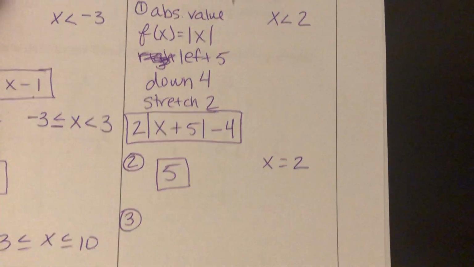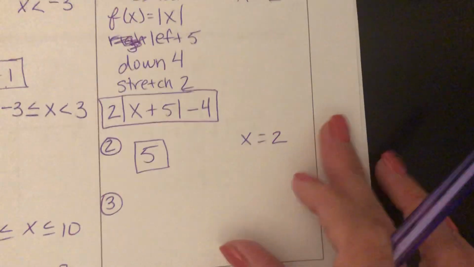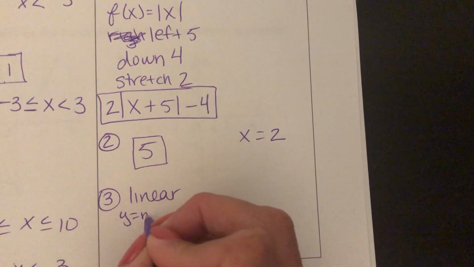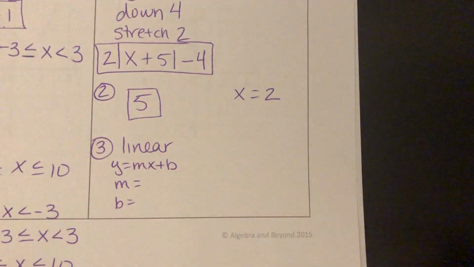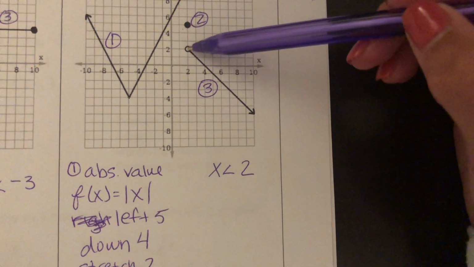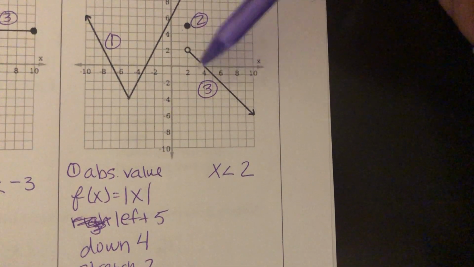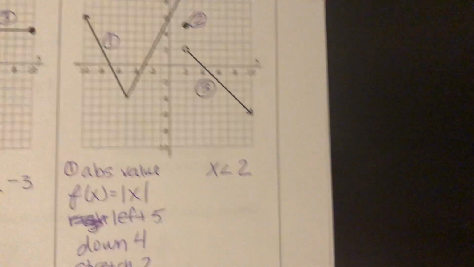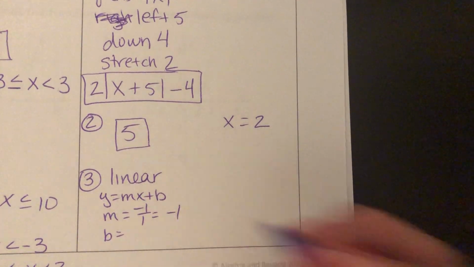Okay, last piece. This third one, I notice that that is linear. Parent function, y equals mx plus b for linear. So I need to find the m and the b. So I'm going to find the slope. 1 over 1, 1 over 1. And I see that it's going downward. So that's a negative slope, so negative 1 over 1. Negative 1 over 1 is just negative 1.